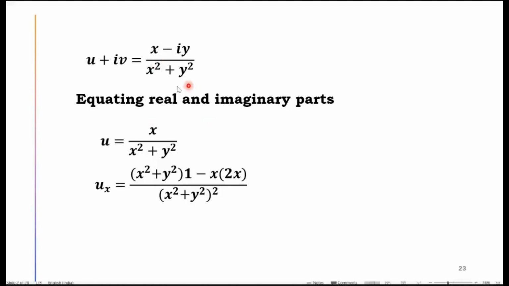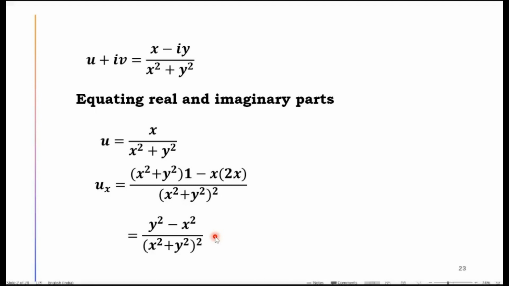u is equal to x upon x square plus y square. तो ux मैंने निकाला है पहले. तो x square plus y square into 1, u by v method यूज़ किया है. Differentiating only with respect to x. ओके. y का जो है वो constant हो जाएगा. तो x square plus y square into 1 minus x into 2x upon this. And if I simplify that, I will get y square minus x square upon x square plus y square, the whole square.